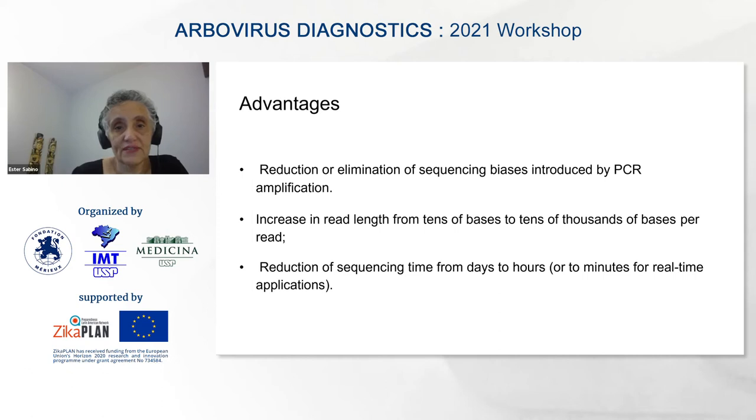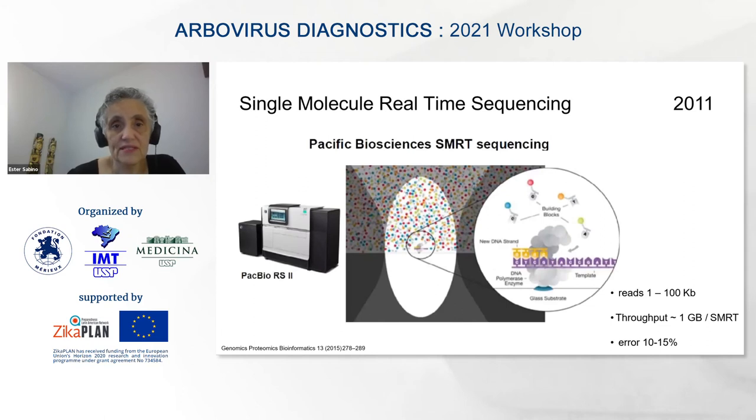The advantage is mainly that you don't necessarily need to have a PCR before doing your sequencing. It does have longer reads and may also reduce sequencing from days to hours. And in the case of the MinION, you may even do it in real time and get your results very quickly. So this is one of the machines that really does a large amount of sequencing and is still in use. And the main thing is to get really longer reads. It's the Pacific Bio.